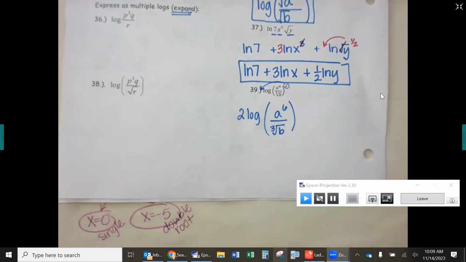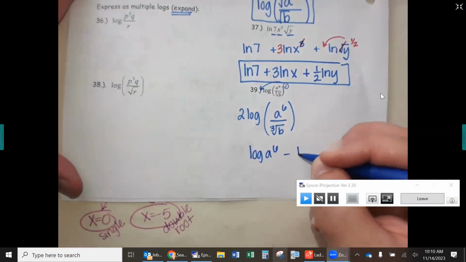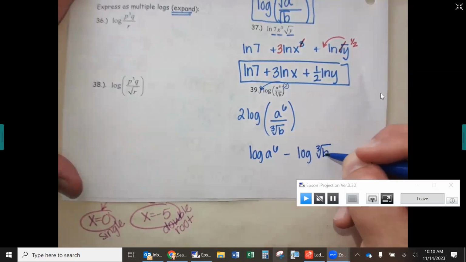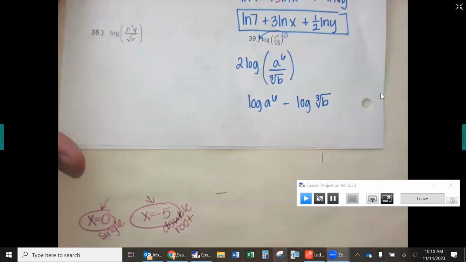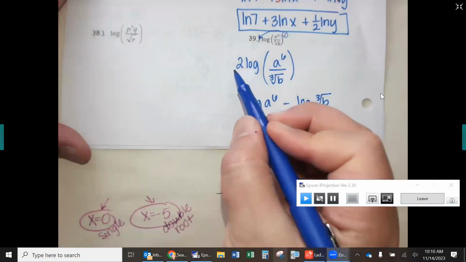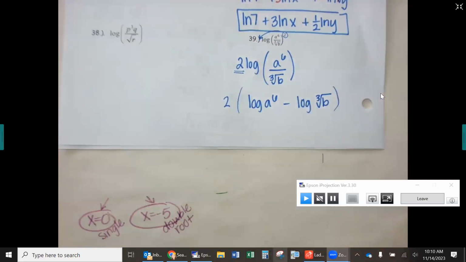Okay, 2 log A6 over cubic root B. From there, how am I going to separate the log A and the log B, with addition or subtraction? Subtraction. So I'm going to have log A6 minus log cubic root B. Now, remember that originally, what number was outside of that? They both had a 2. So I'm just going to keep the 2 out here in the front. If I'm splitting them up, if they were sharing the 2, then they both still need to be a part of that process with the 2.